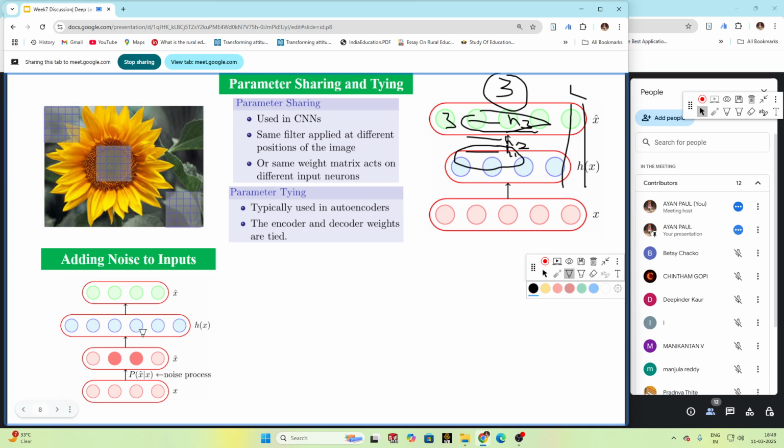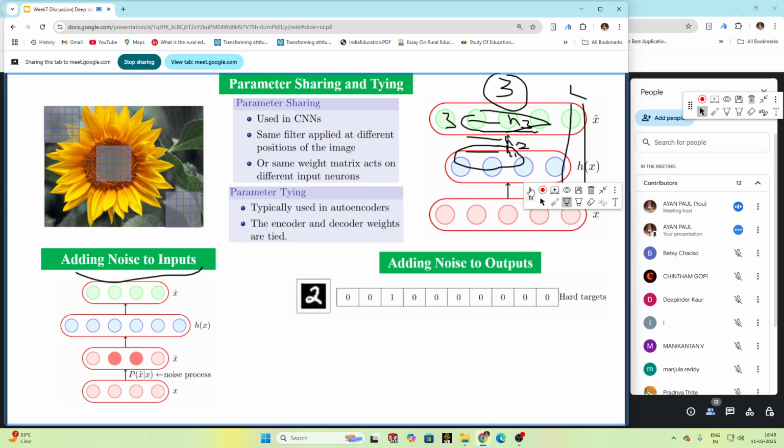Because if it learns from the raw input, the model will not generalize well. That means it will drive our training error to zero, but whenever we try it with new data, the test error will not be zero, the test error will come out higher. That is why we add noise to the input. So now our hidden layer will not learn the raw input, but the noisy input. So this is adding noise to the input.